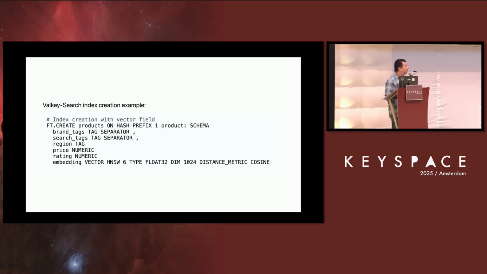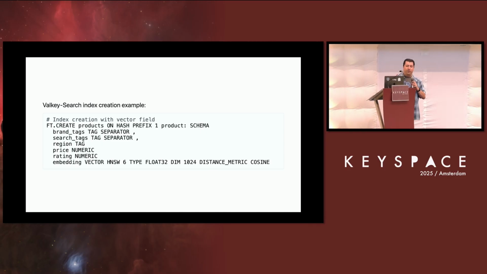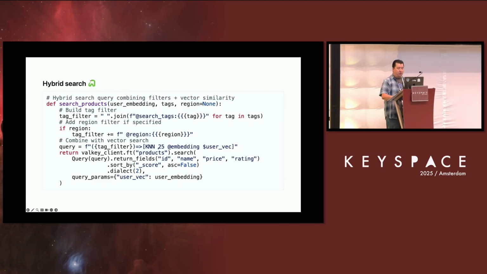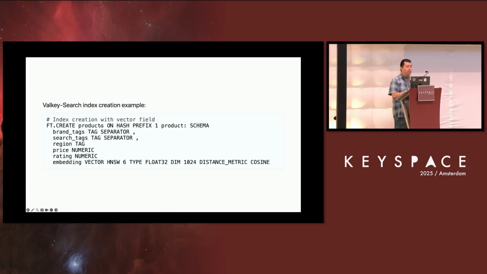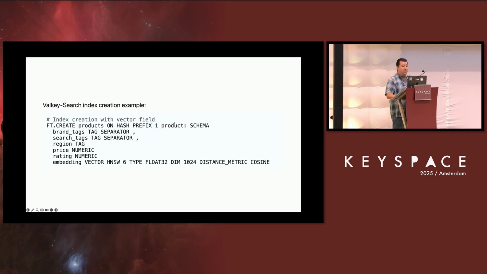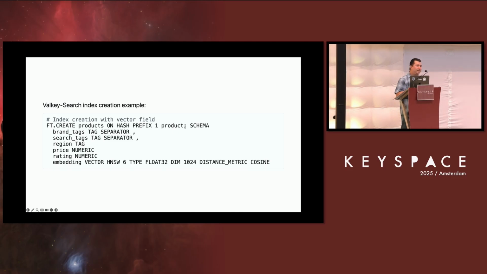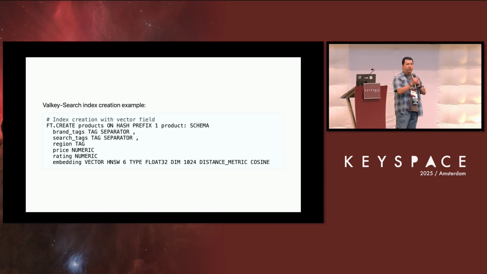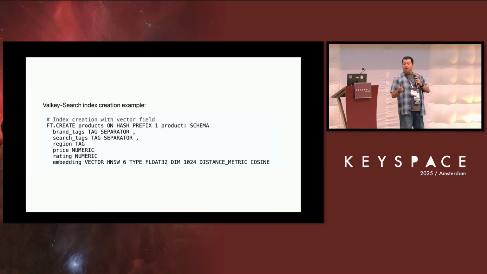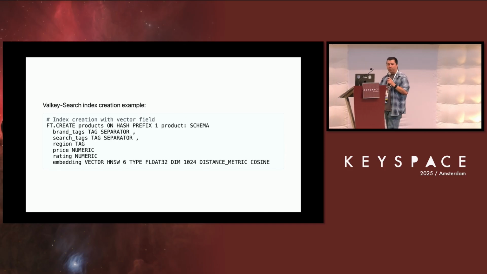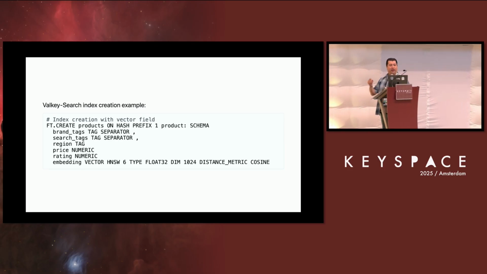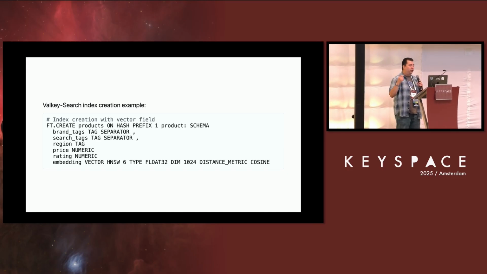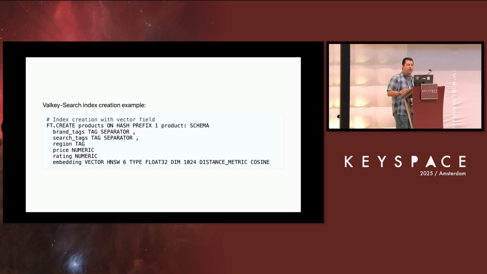The way that this works on Valkey search is by creating an index on existing data. So in this case, this is the FT command that we're doing on products. And what we're doing is taking a prefix of the product data. So all of those items that we have in our catalog have a prefix of product, colon, and then the ID of the product. And we're taking separate fields, the brand, the search tag, the region, price, as well as the rating. And then we're doing a vector embedding of type HNSW.